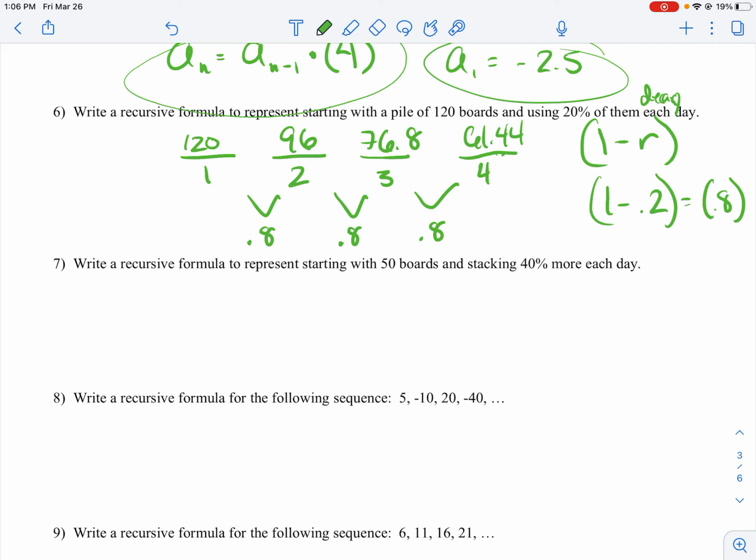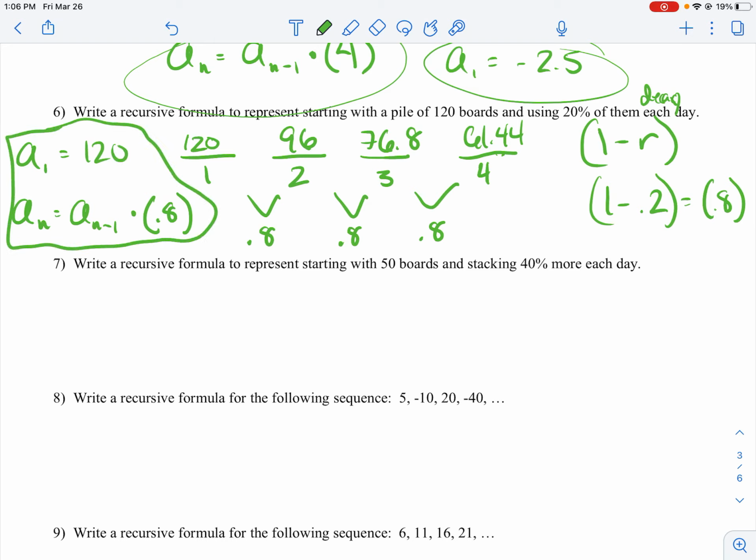Then I'm going to write the recursive formula. a sub n is equal to a sub n minus 1 times 0.8, and we need our first term, which is 120. Down below, let me rewrite that up here so it looks a little neater. Decay. This is a growth problem.